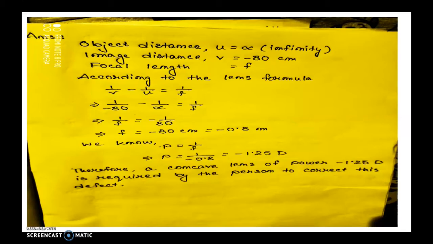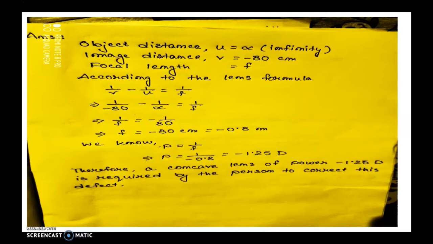First, we have to find out the focal length, and that we can find out by using the lens formula. The lens formula we know is 1 by v minus 1 by u equal to 1 by f. So if you put the value of v and u in this lens formula, we get the focal length as minus 80 centimeter, and if we convert that into meter, we get minus 0.8 meter.